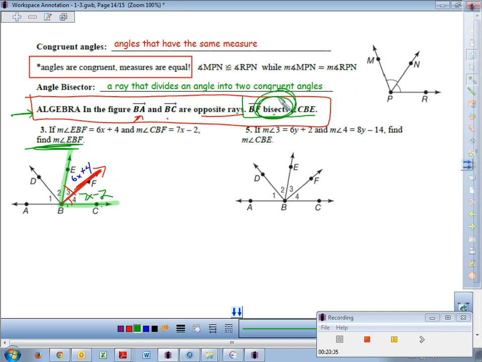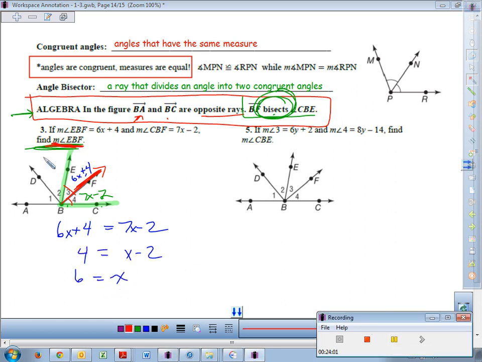Bisects. Because what does it mean? It cuts it in half. So what do you know about those two? What do the arc marks mean? That these two measures are equal. Isn't this the measure of one angle, and this the measure of the other one? And they're supposed to be equal. So how can I set up an equation to solve for x? 6x plus 4 equals 7x minus 2. Isn't that exactly what the arc marks mean? That this is equal to that. Their measures are equal. Solve for x. Pause the video, get that done.